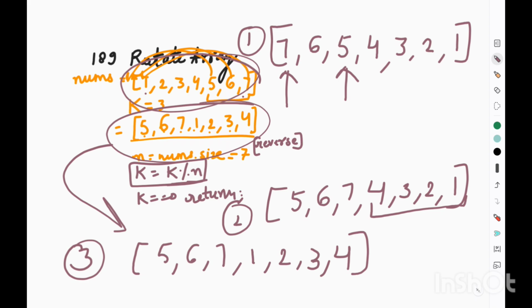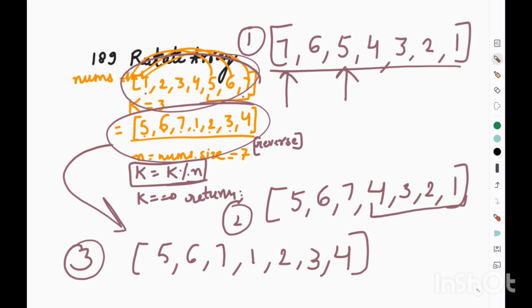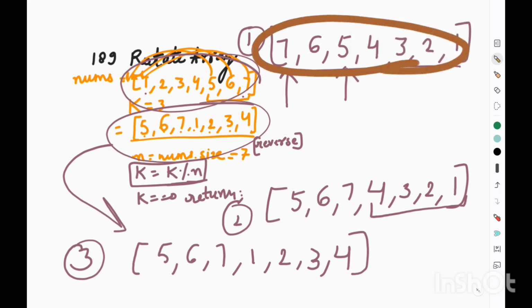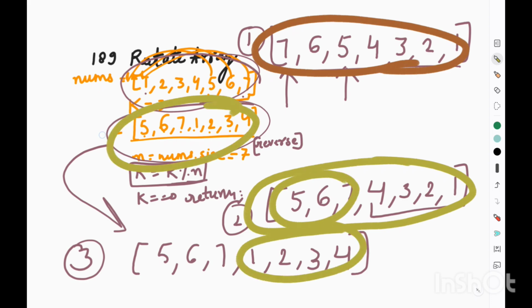The first step was reversing the whole array. The second step was reversing the first k digits, and the third step was reversing the last digits, and we got the final output here.